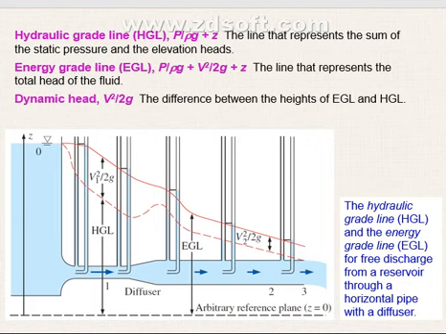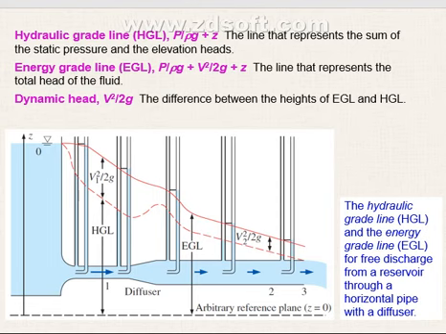You see, guys, the dotted line here represents HGL, and the solid line represents EGL. You need to know that EGL is always equal to or more than HGL. That you must know. Number one.